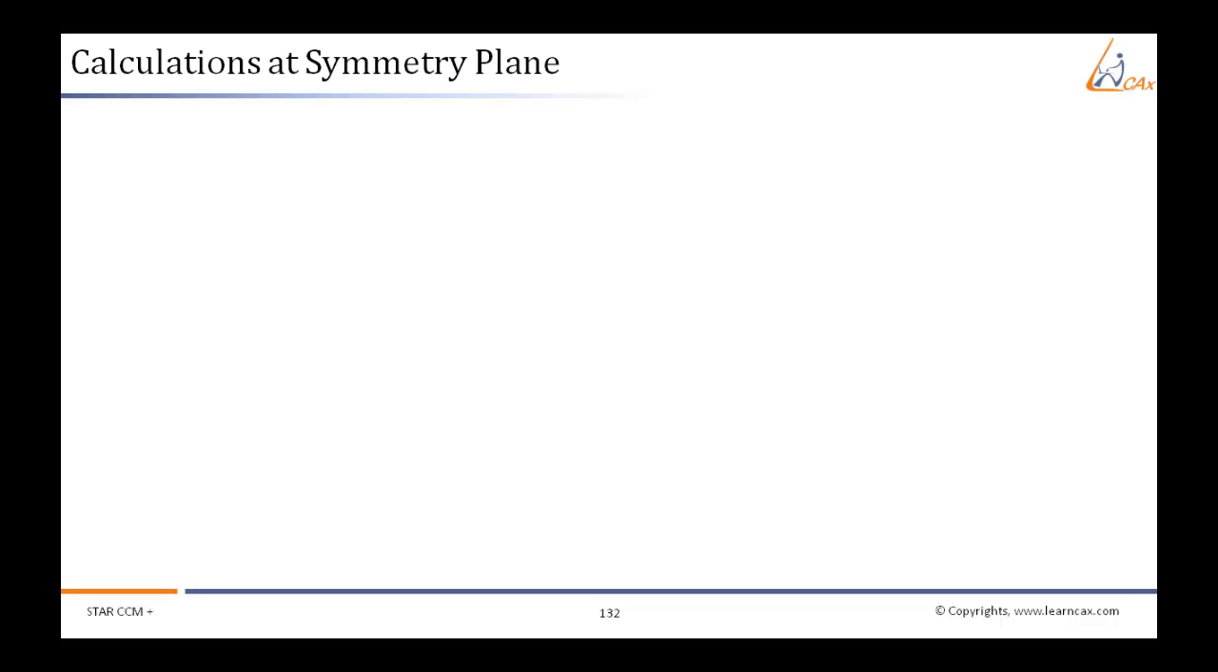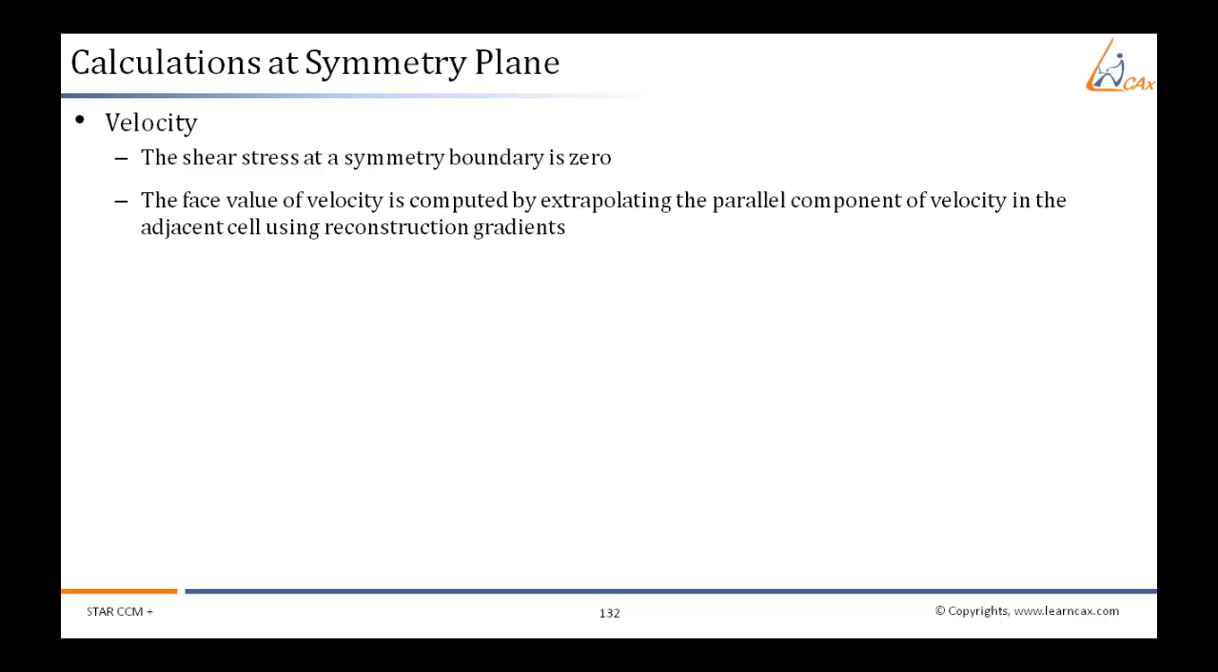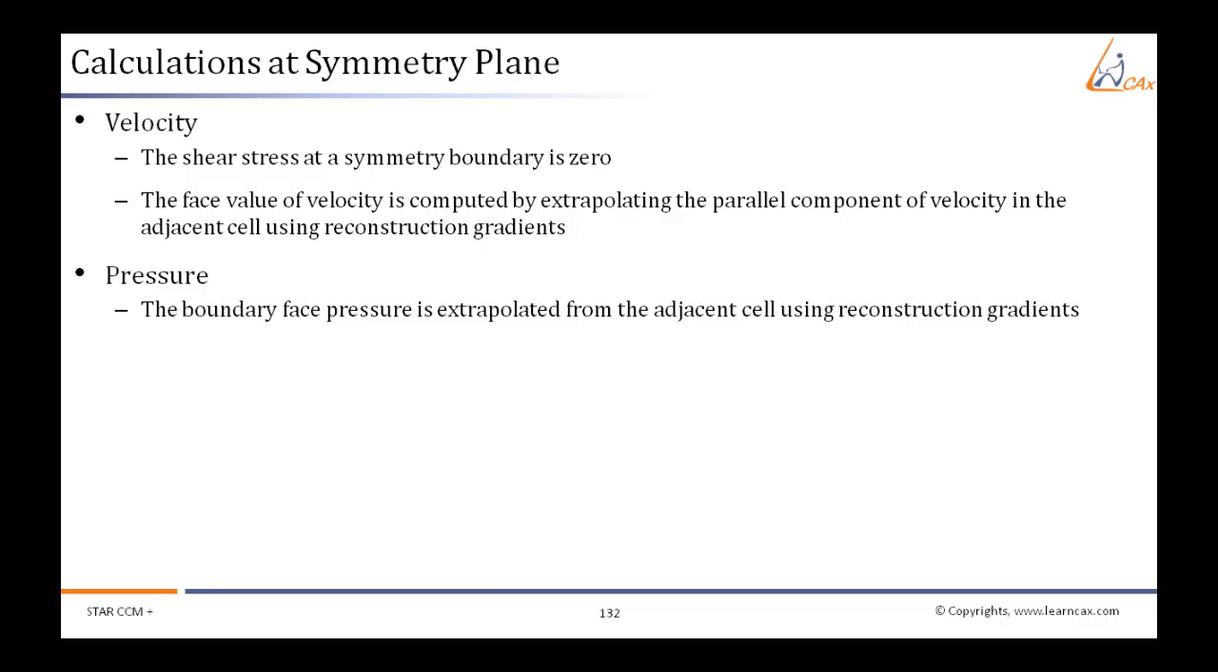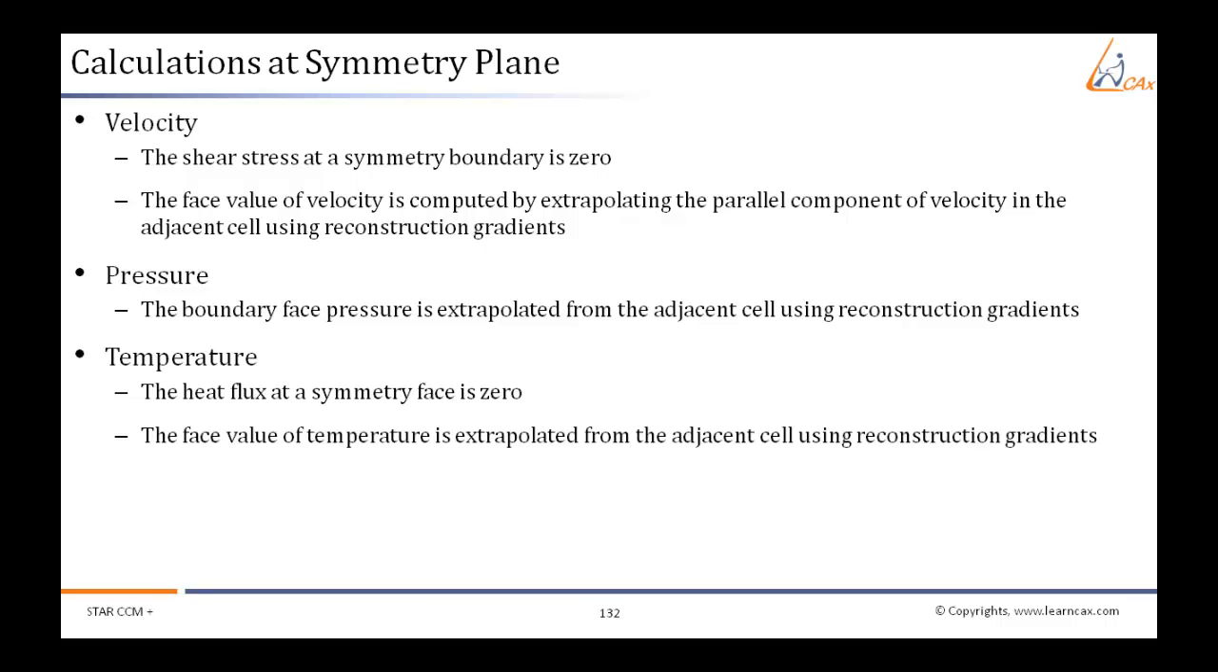Now, let us see the symmetry plane boundary condition inputs. For velocity, the shear stress at a symmetry boundary is 0. The face value of velocity is computed by extrapolating the parallel component of velocity in the adjacent cell using reconstruction gradients. For pressure, the boundary face pressure is extrapolated from the adjacent cell using reconstruction gradients. For temperature, the heat flux at a symmetry face is 0. The face value of temperature is extrapolated from the adjacent cell using reconstruction gradients.